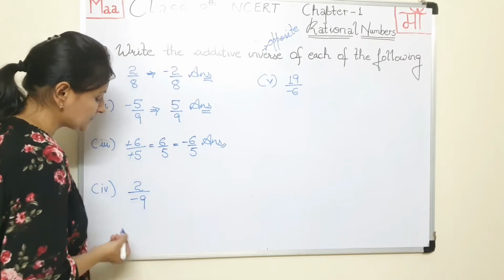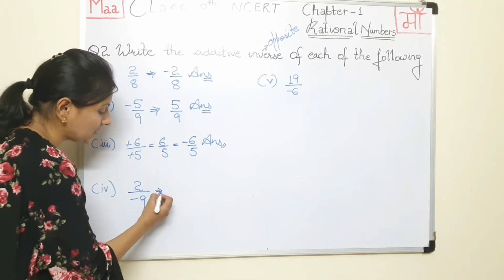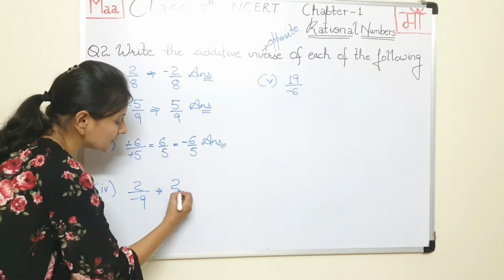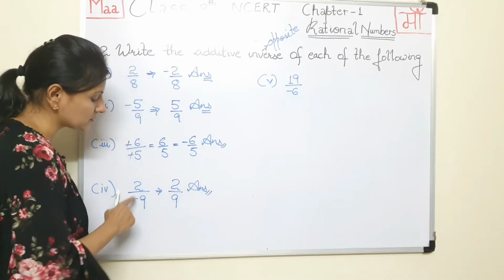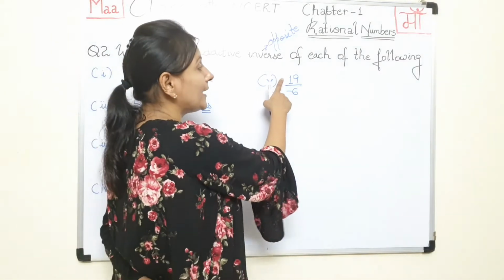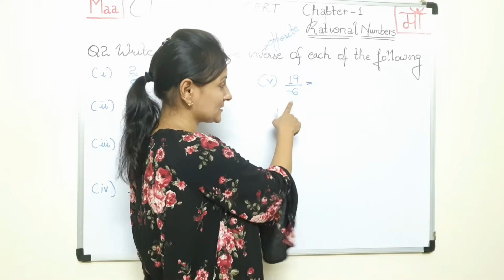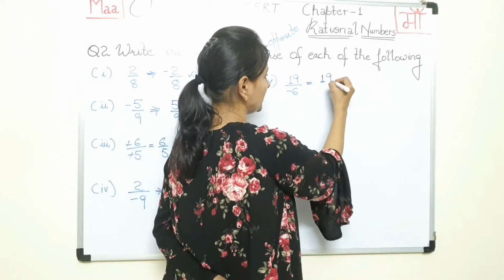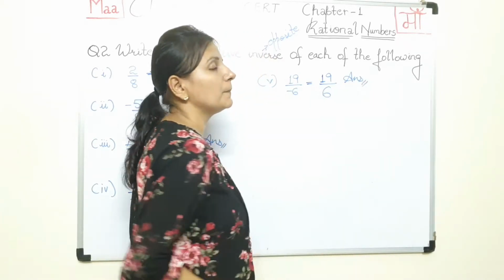Okay. The next part is 2 upon minus 9. It is again with negative sign in the question, so in the answer it will be 2 upon 9. So the additive inverse of 2 upon minus 9 will be 2 upon 9. Next, the additive inverse of 19 upon minus 6: it is again with negative sign, so the additive inverse will be positive. So 19 upon 6 will be the additive inverse of the fifth part.